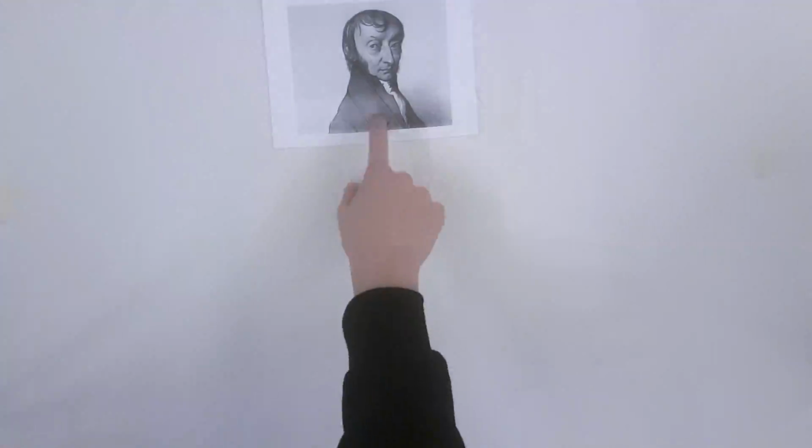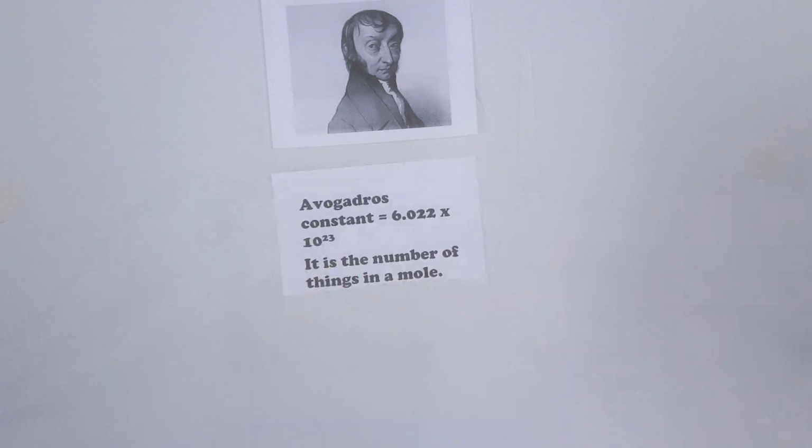Avogadro's constant, this here is Avogadro, and his constant is 6.022 times 10 to the power of 23, and that is the number of things contained in a mole.